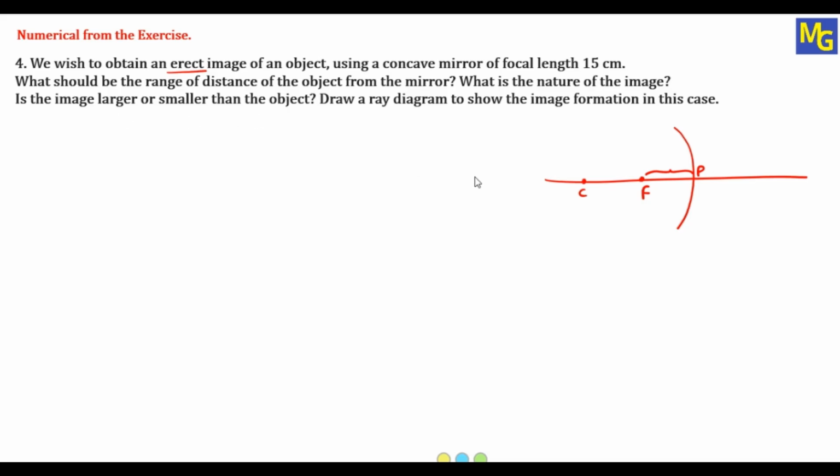Now, the question is, is the image formed larger or smaller than the object? As I told, the size of the image will be larger, because when we keep our object between these two, whatever image I am going to get is very big. So it is enlarged. That is the answer to this one.